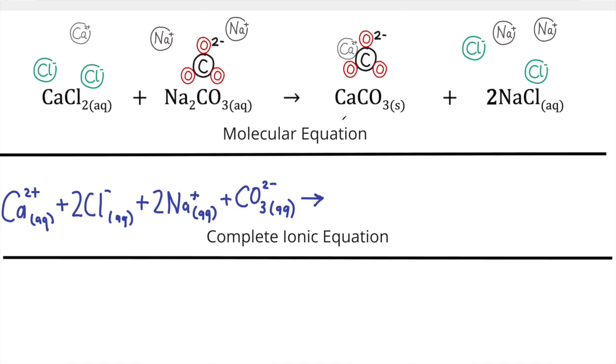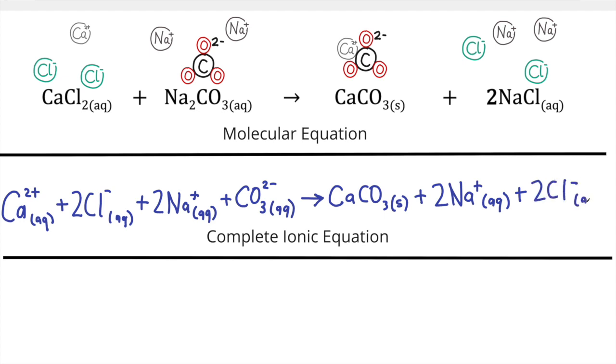In the products, calcium carbonate is solid, so we don't write it as separate. We just write it as it's shown above in the molecular equation. For sodium chloride, we will show the sodium ions and chloride ions as separate. Notice we have two sodium ions represented and two chloride ions. The chloride ions are separate from each other and from the sodium ions. So the best way to write that is 2Cl-, aqueous.